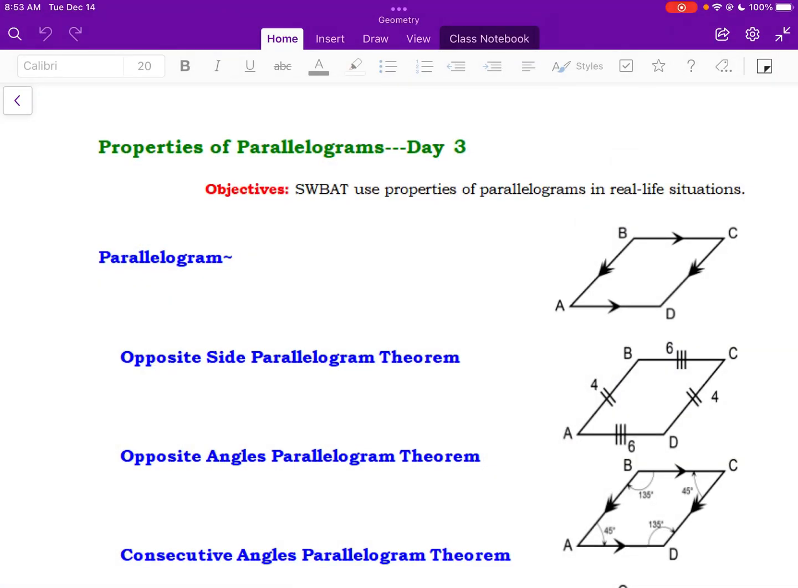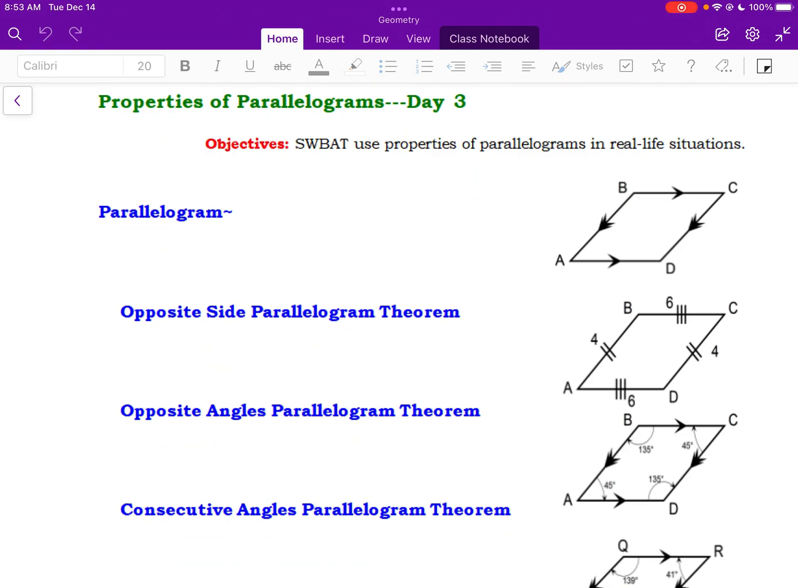Hi guys, and welcome to day 3. We're talking about properties of parallelograms today. Quite a few definitions along with some diagrams here, so be prepared to jot down quite a few words.